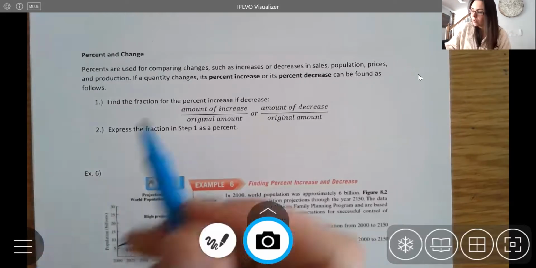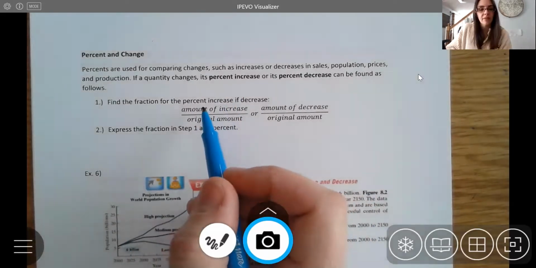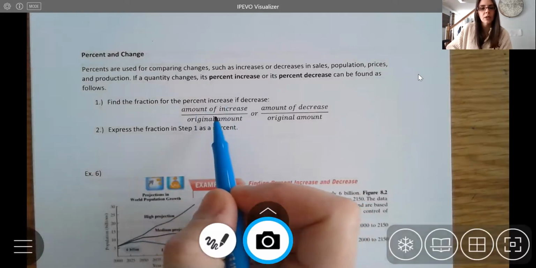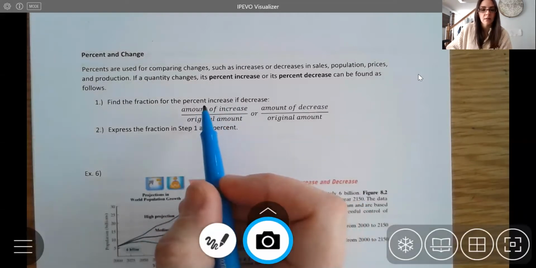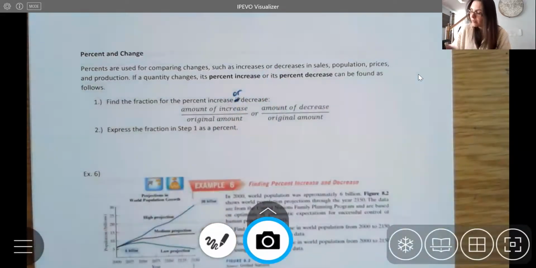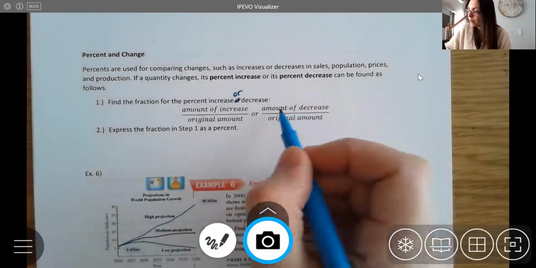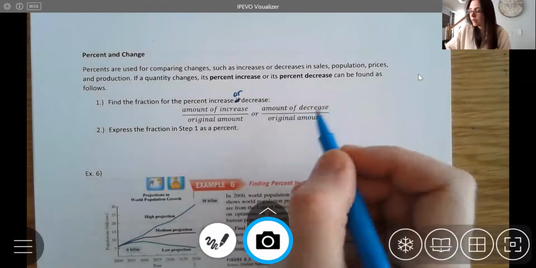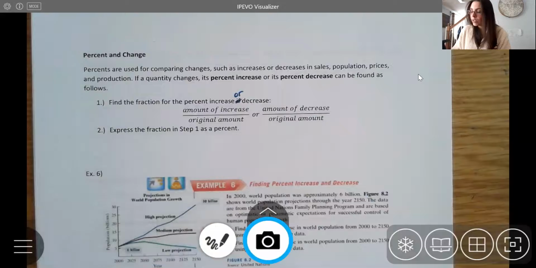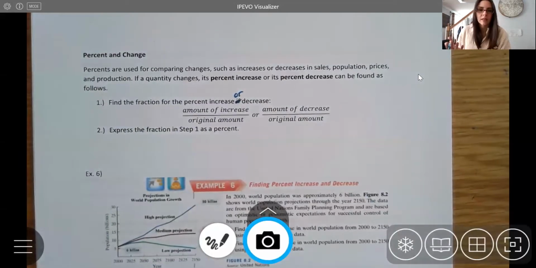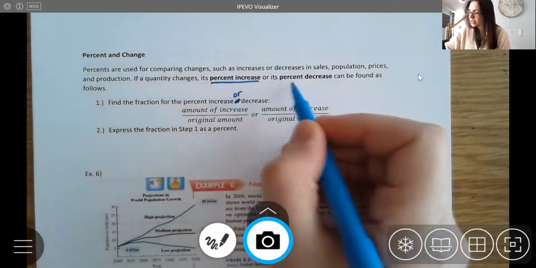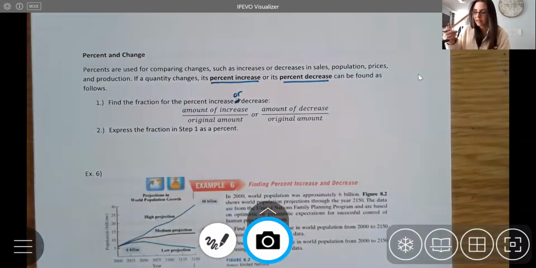So if you're looking for the percent of increase, you take the amount of increase and divide it by the original amount. Or if you're looking for the percent of decrease, this should say or, not of. You're going to find the amount of decrease, so like the dollar amount, over the original amount. And then once you have that fraction, you're going to convert it to a percent. So what we're looking for here is the percent increase or percent decrease. So we're looking for a percent as an answer.